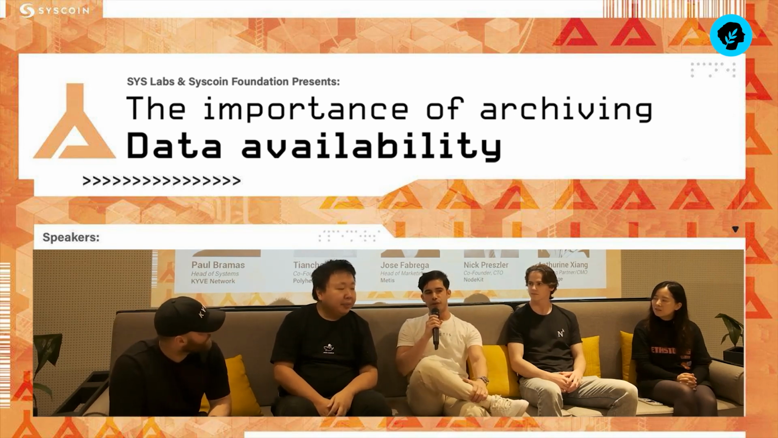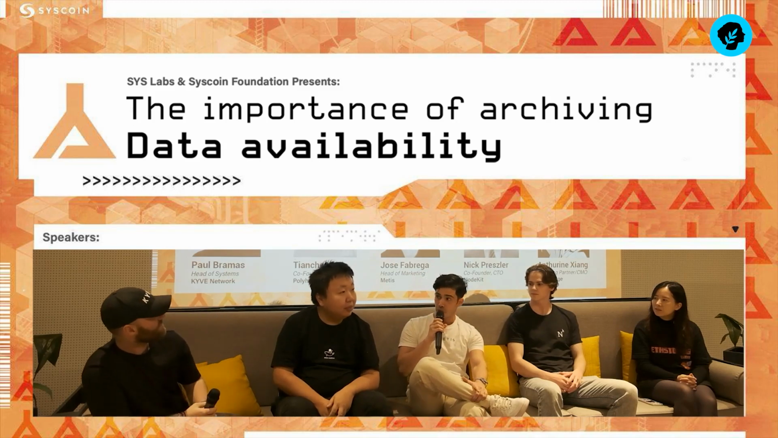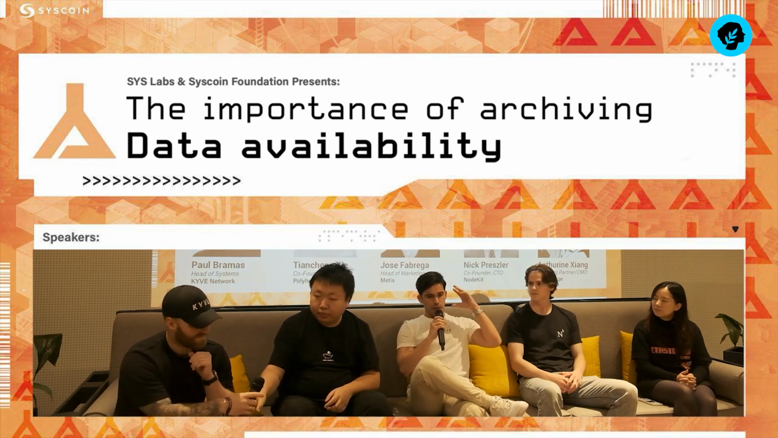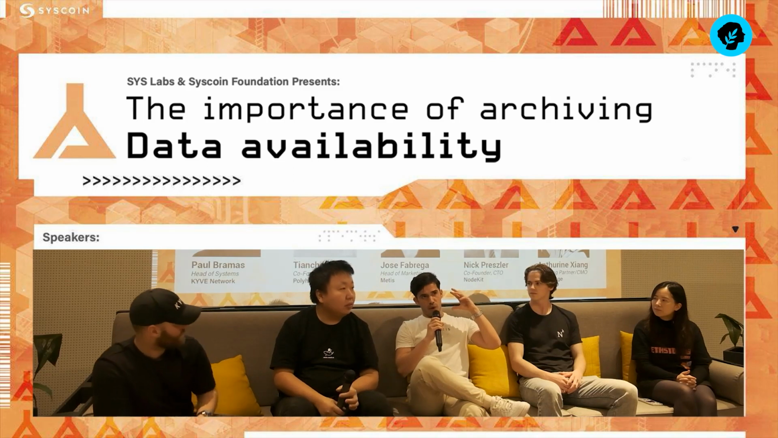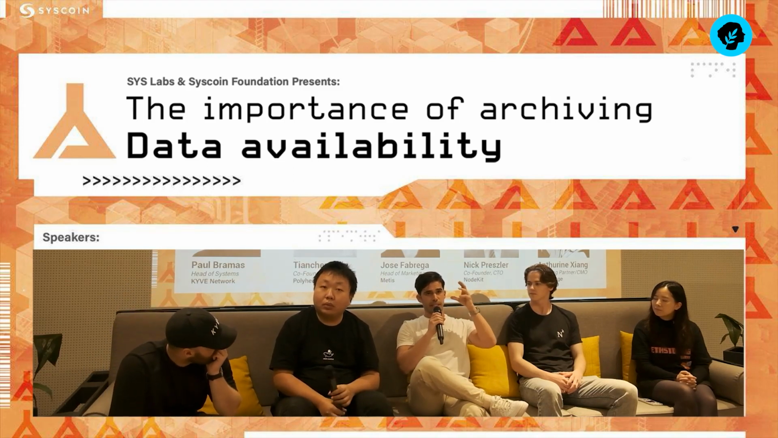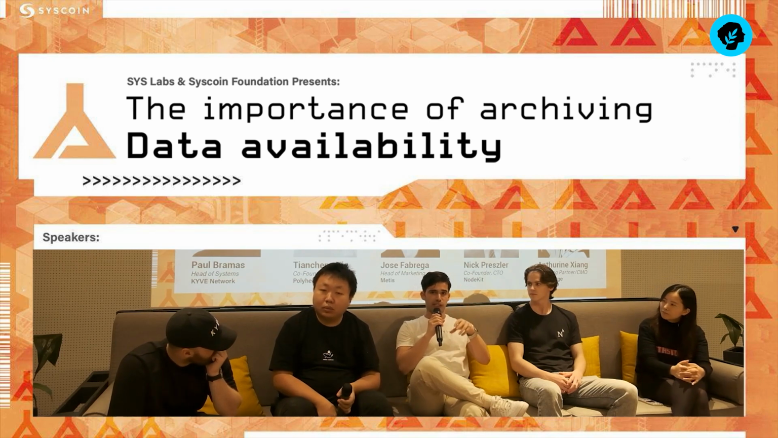Because if there is no data availability, pretty much there's nothing. There's no history. There's no way for validators to make sure that these transactions or these blocks should be there. Also, if we're talking about rollups or layer 2s, data availability is 100% key. They need to store all of this data somewhere.